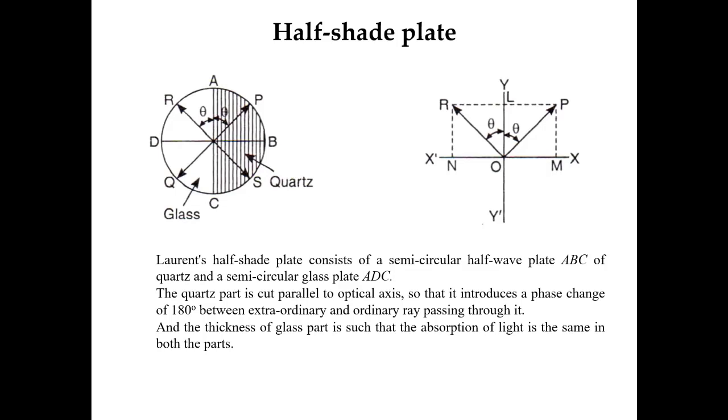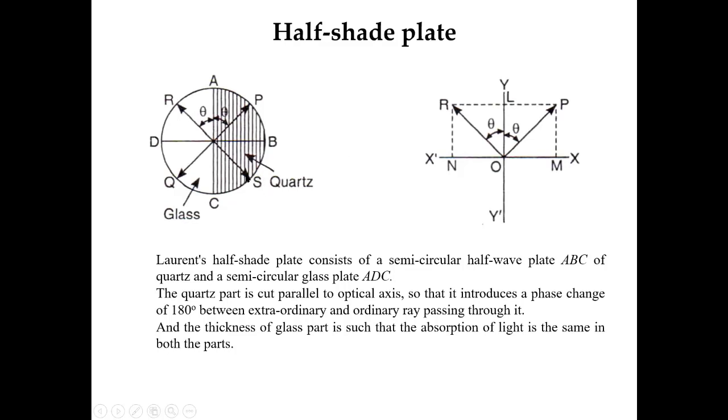As quartz is a positive crystal, these two components travel along the same direction but with different speeds, and on emergence a phase difference of pi is introduced between them. Due to this phase difference, the direction of the ordinary component is reversed. So the ordinary component OM becomes ON. Now the resultant of the extraordinary component OL and the ordinary component ON will be OR, making an angle theta with the y-axis. Thus, the vibration of the beam emerging out of quartz will be along RS.